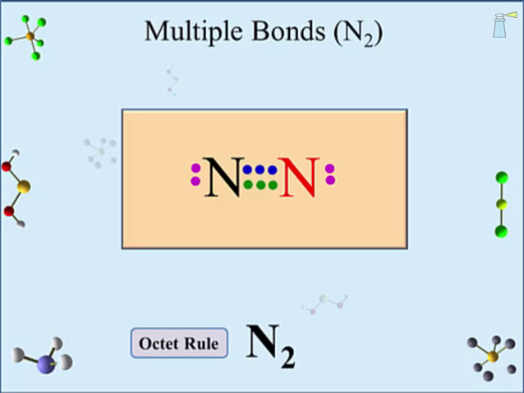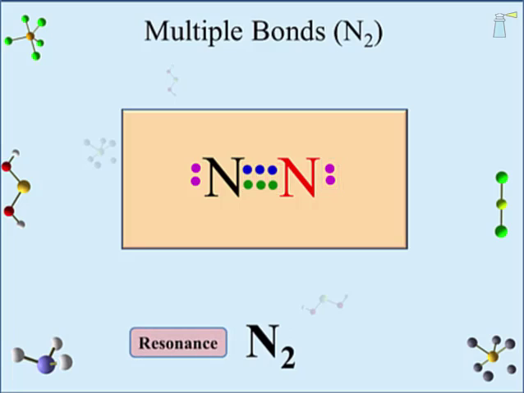Do they fulfill the octet rule? Using nitrogen on the right, we see that it has 2 electrons as lone pair, and 2, 4, 6 valence electrons as shared bonding electrons. Yes, it fulfills the octet rule. The other nitrogen has a similar arrangement of dots and will also fulfill the octet rule.